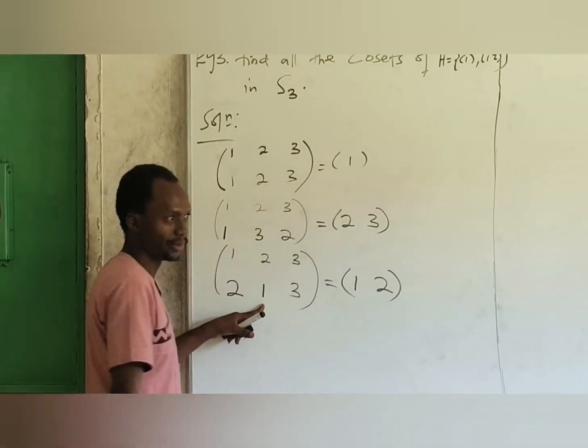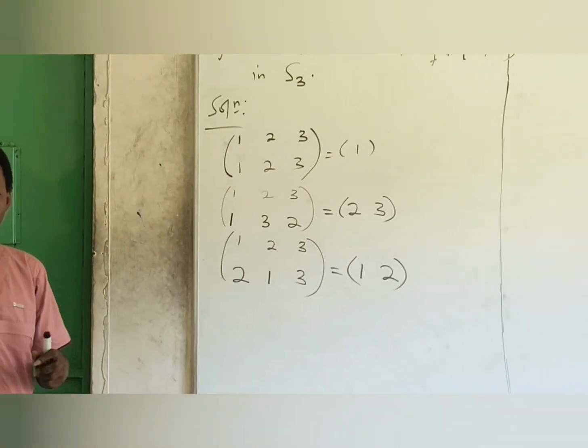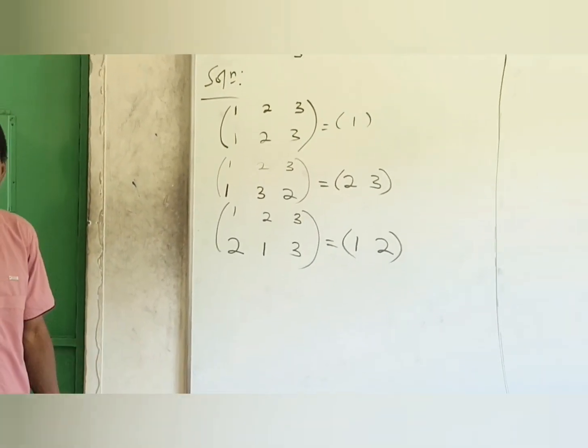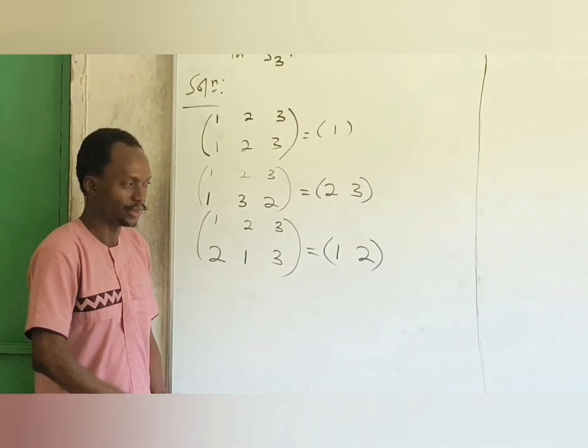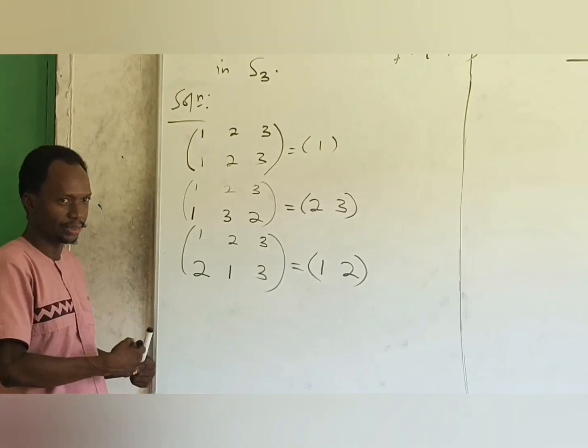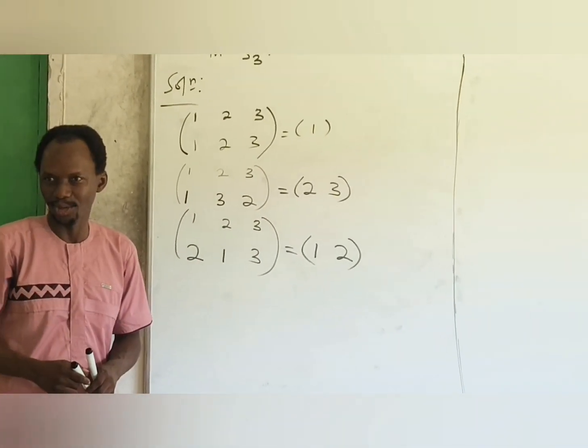So you close. You have ended. When it's going back to the first, you close it. That's the cycle. If it's not closing, you continue. If it's not going back to the first, you continue. I hope you have not forgotten.